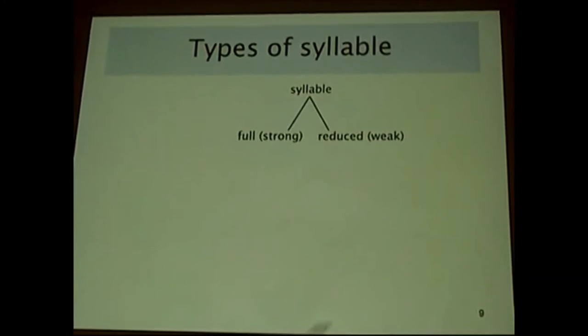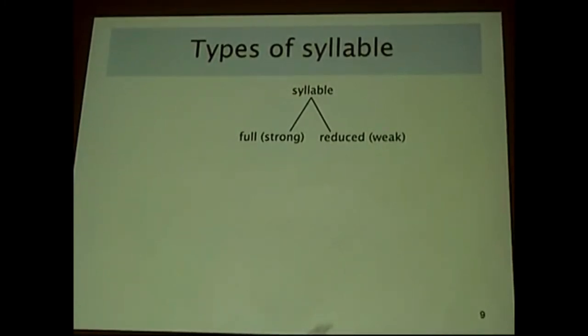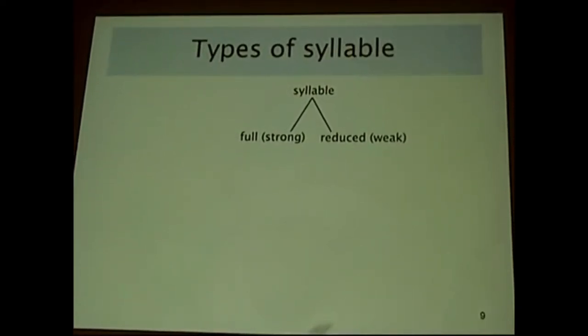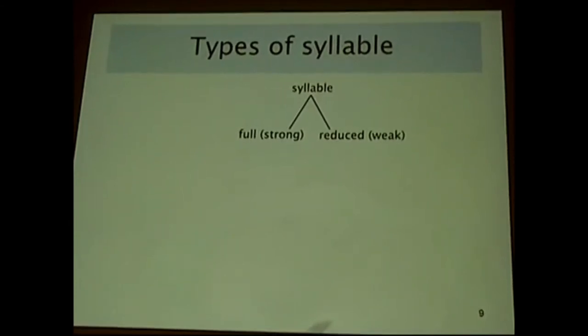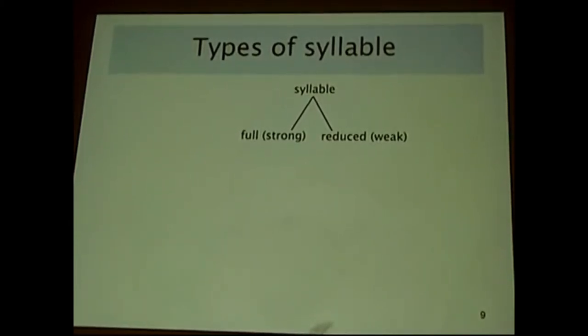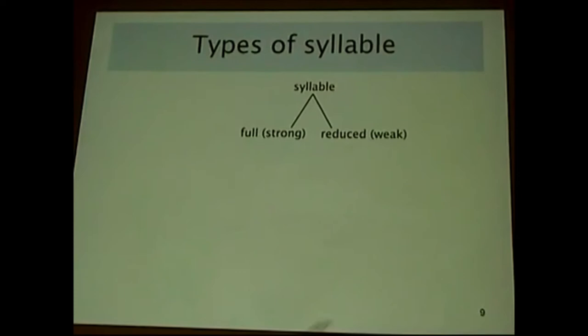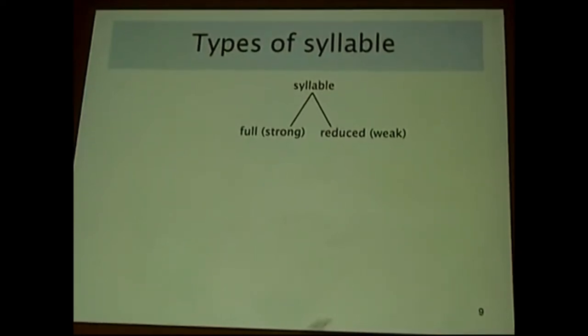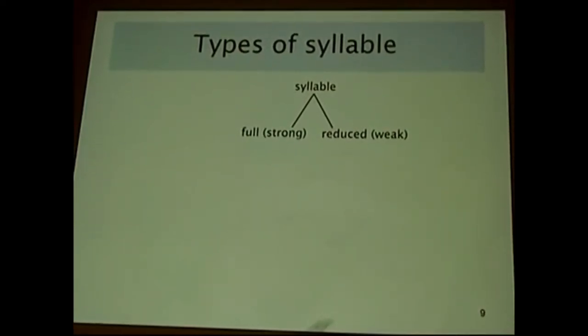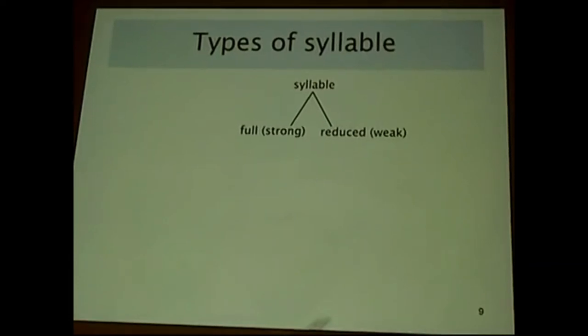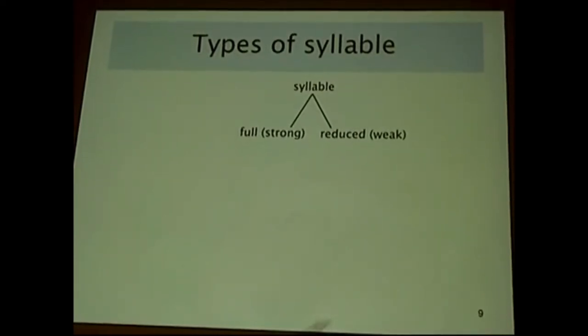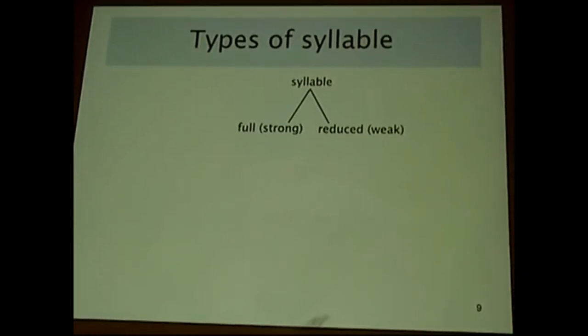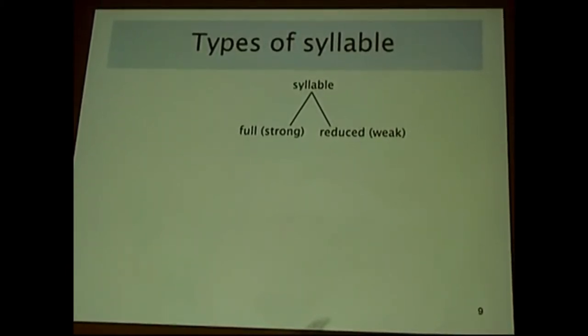A strong syllable, or a full syllable, is one that has any of the other vowels and diphthongs on your list. So whether long or short vowel, whether monophthong or diphthong, provided it's not schwa, and the other two weak ones, then the syllable will be strong.